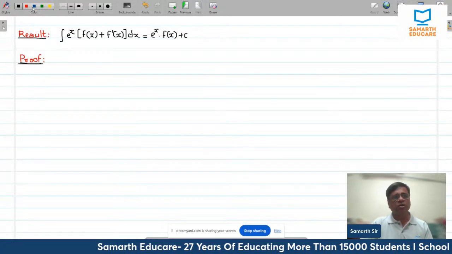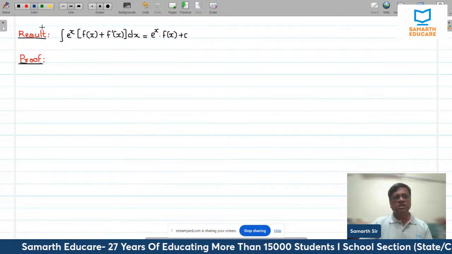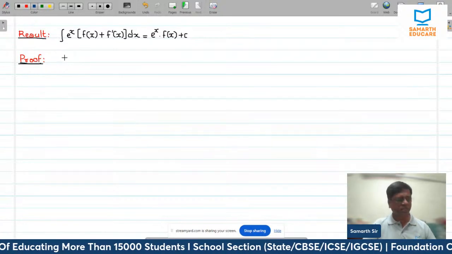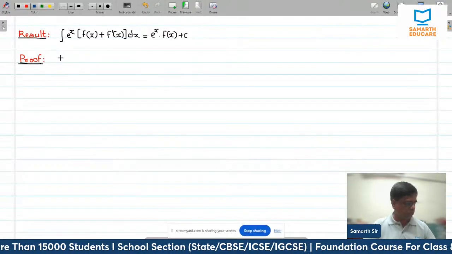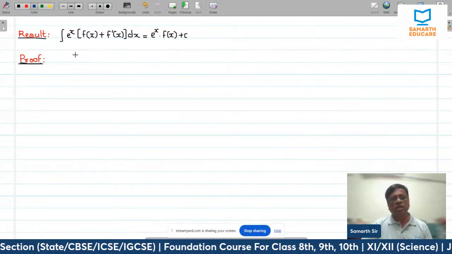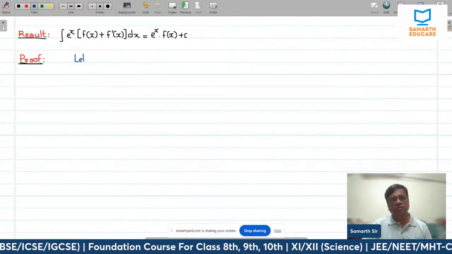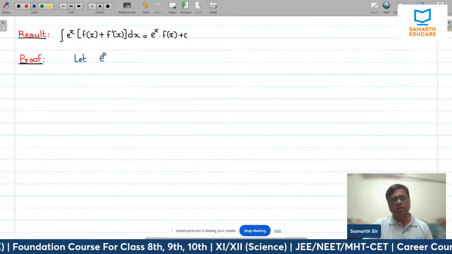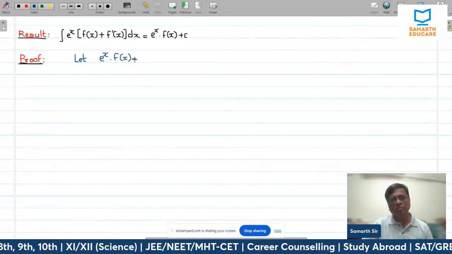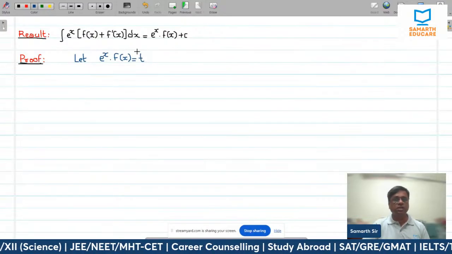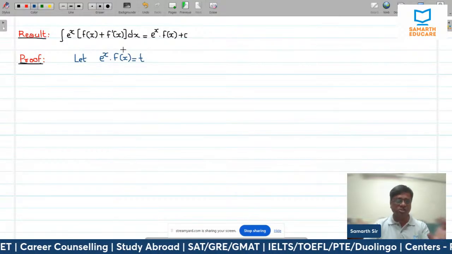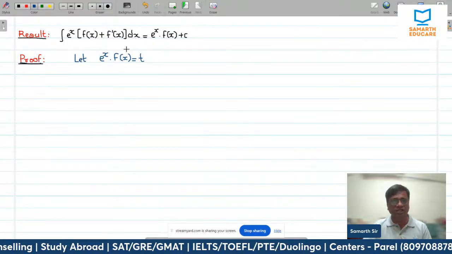Now here the proof says, suppose, there are two ways to solve this theorem. First of all, let me say that e raised to x f of x is equal to t. Now remember, I am not doing substitution. When we use the word put, that means we take the derivative. Of course, here also we take the derivative, multiplying by dx.